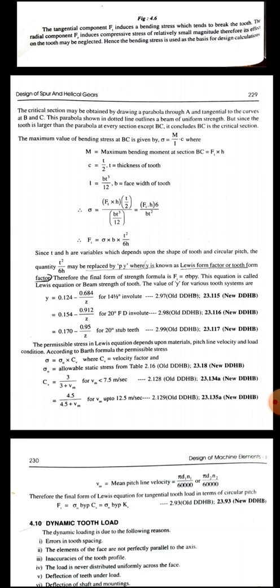Equation 23.134a, if Vm is less than 7.5 meters per second. 4.5 upon 4.5 plus Vm, if Vm is up to 12.5 meters per second. To find Vm, we have formula pi d1 n1 by 60,000 or pi d2 n2 by 60,000. Our final form of Lewis equation is Ft equals sigma o b p y Cv. Equation 23.93.